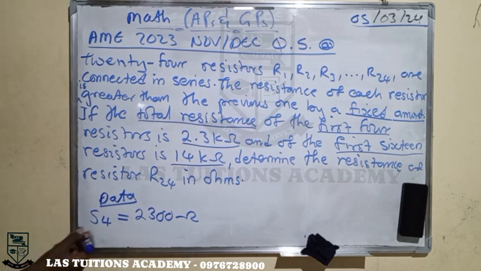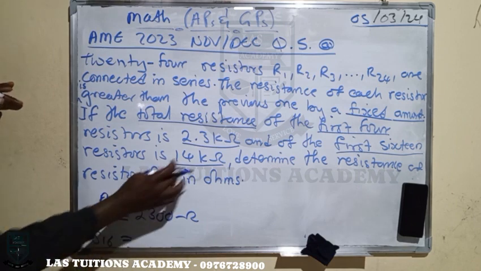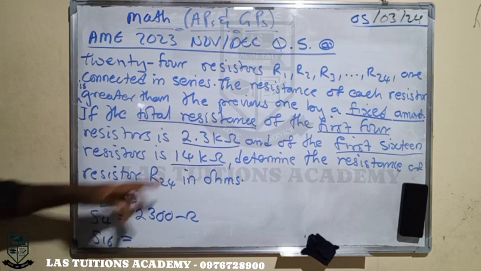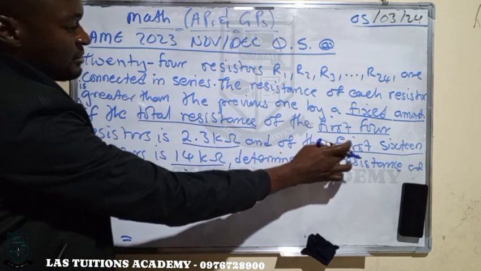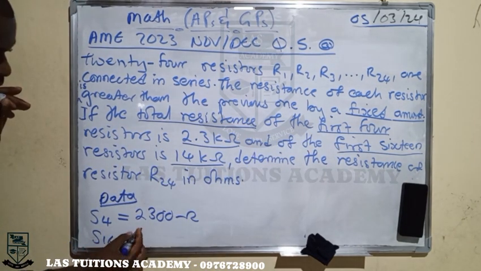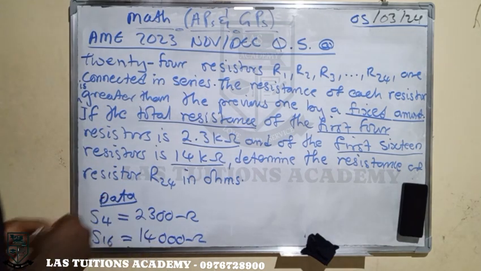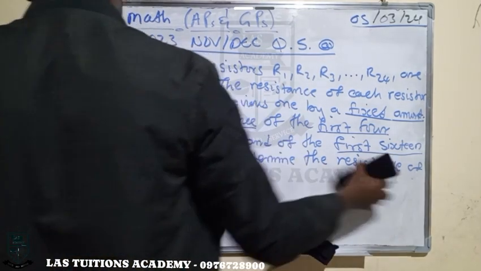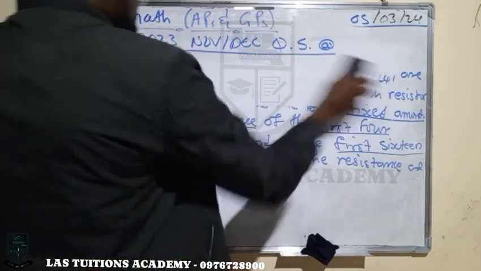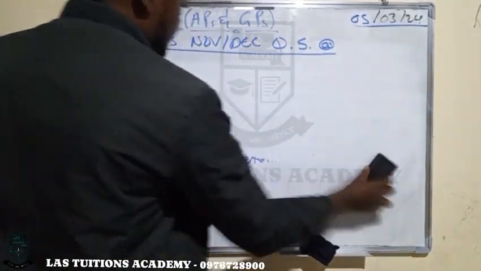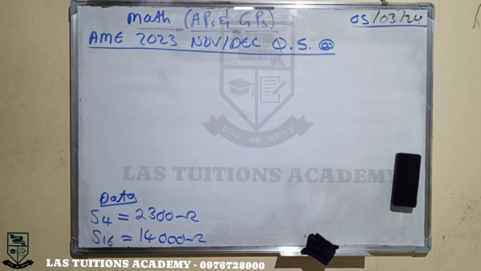Then the sum to 16 is 14 kilo. Now the kilo simply means 1,000. When you hear kilo, it means 1,000. So the sum to the first 16 terms is 14,000 ohms. This information is very important. Now, since we are dealing with an AP, we should know the formula for the summation of the nth term.